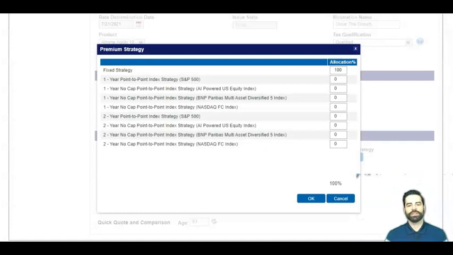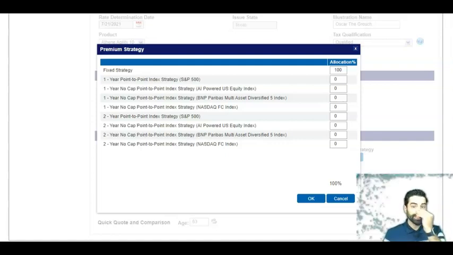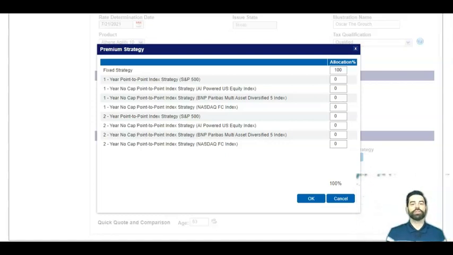Notice it automatically defaults to 100% fixed. Now we don't want that. We want to take advantage of the indexing strategies. Look, there's really no rhyme or reason or preference to these strategies. You just put the ones that you like. If you want to go with the ones with the most potential, go there. If you want the ones that perform the most consistently, go there. If you're just really big on the S&P, go there. You just want to diversify this $250,000, or whatever value you have, so that we're taking advantage of these strategies. So I'm just going to put in some random strategies here.